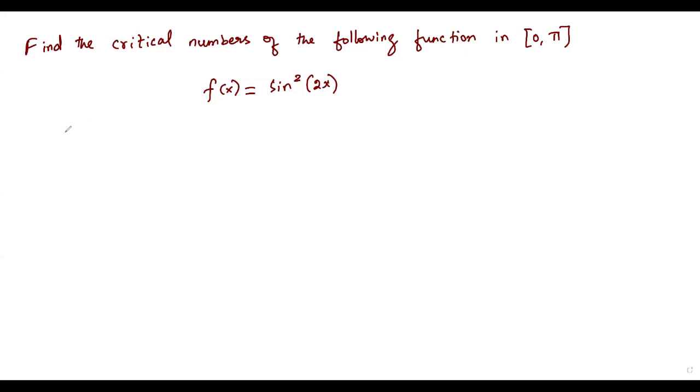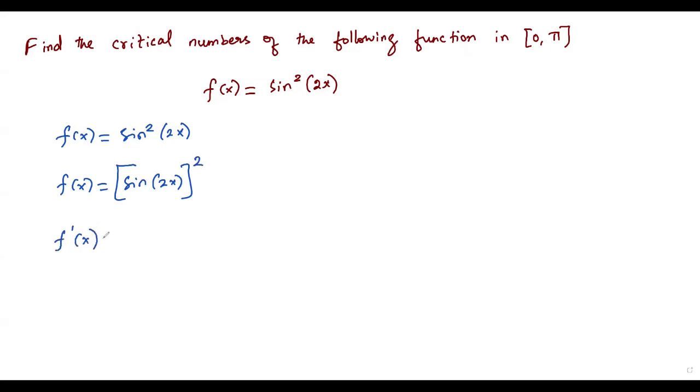Now let me take the given function as it is, f of x equals sine squared of 2x. Before I find the derivative, I'm going to write the exponent 2 as the exponent for the complete stuff, that is sine of 2x the whole squared. Now I'm going to find the derivative of this function, f prime of x. First I have to take the derivative for this exponent using the power rule of derivative. What is the power rule?